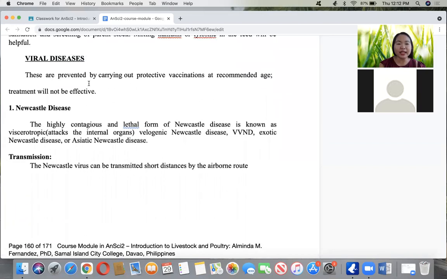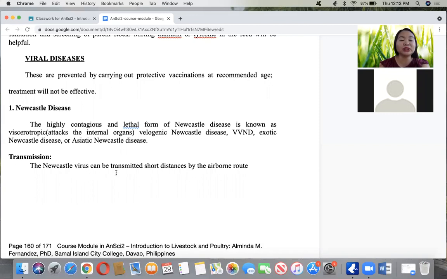So, ang una is we have Newcastle disease. I know you have heard this many times. So, it's very contagious and lethal. And it's also known as viscerotropic, or it will attack the internal organs, and also velogenic Newcastle disease, or VVND, or exotic Newcastle disease, or Asiatic Newcastle disease.